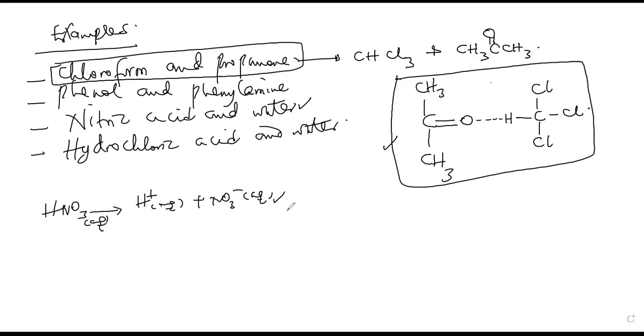Another note I want to make for you here is that azeotropic mixtures are of two types. We've got a minimum boiling point azeotropic mixture, and we've also got a maximum boiling point azeotropic mixture. So let's look at the differences between the maximum boiling point azeotrope and the minimum boiling point azeotrope.